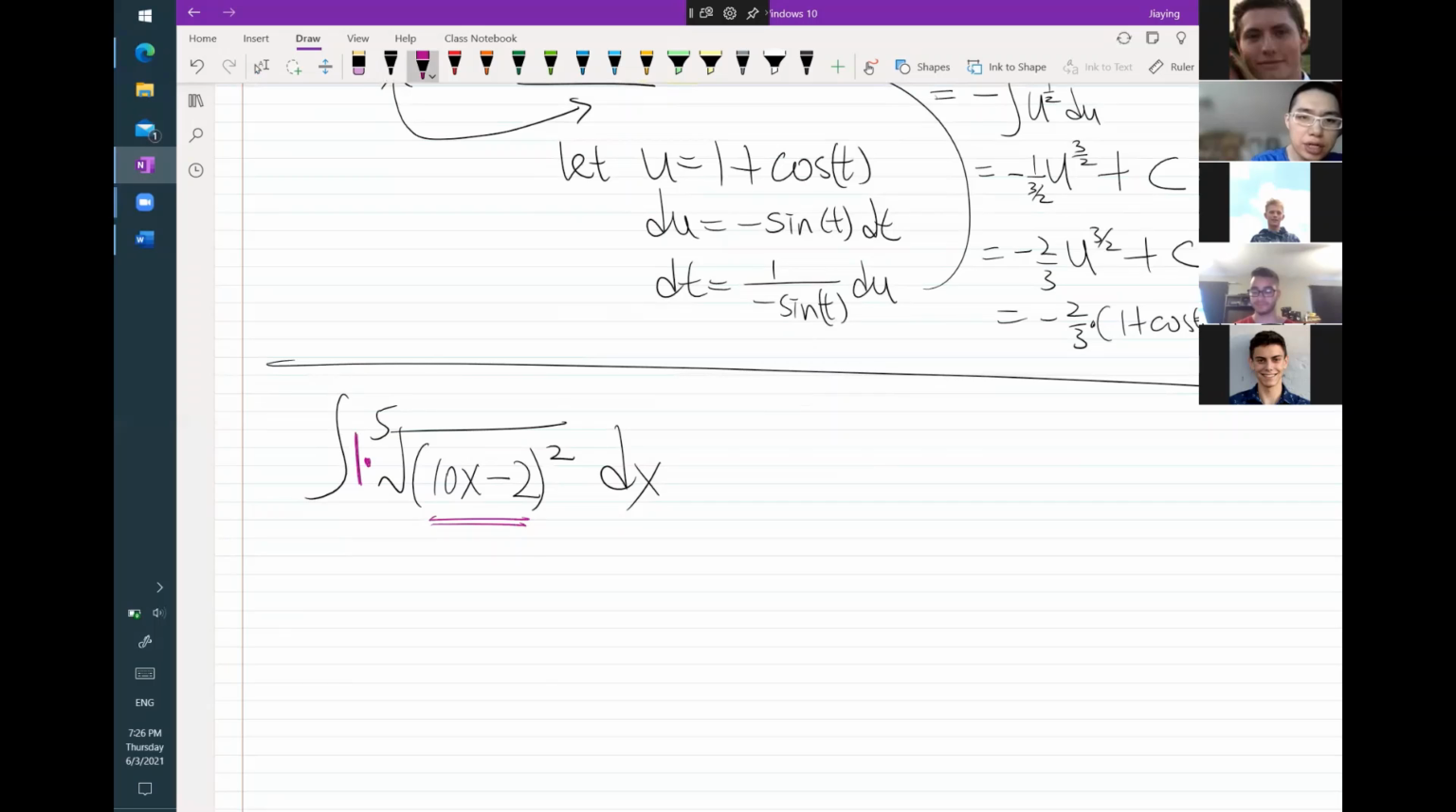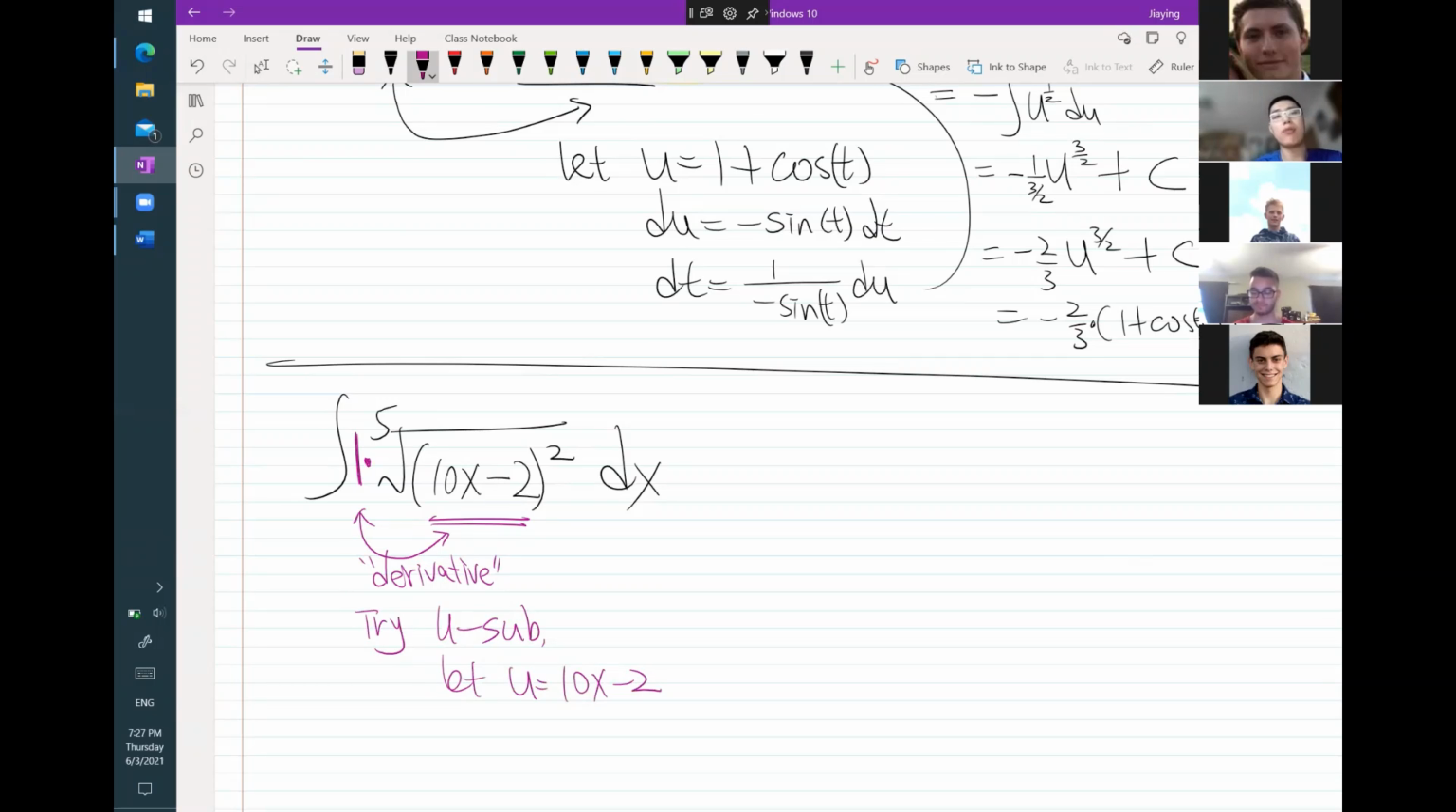And it seems like if I differentiate 10x minus 2, I get a constant. So the 1 seems to be a multiple of the derivative. Not exactly the derivative, but the 1 and the derivative of 10x minus 2 are the same type of function. They're similar, so I'm just going to assume that 1 is the derivative, because there's no other way I know to integrate it. So I'm just going to try u-substitution. I'm going to let u equal 10x minus 2.